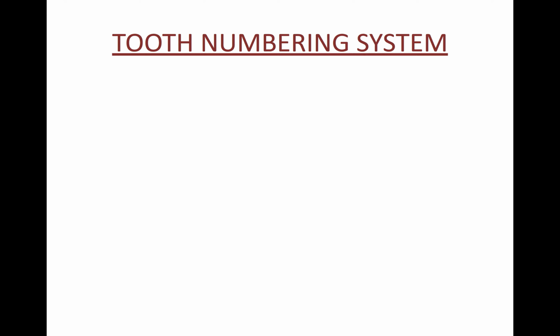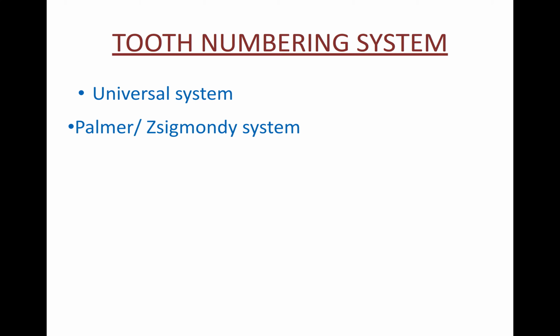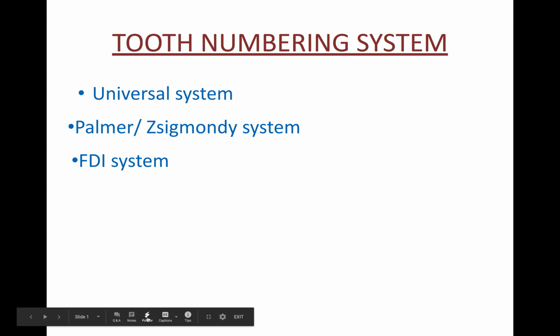So let's get started. Tooth numbering system. There are many tooth numbering systems, but the ones we frequently read are the first one, the universal system, the Palmer Zsigmondy system, and the FDI system. I will explain each and every system. So first, let's get started with the universal system.